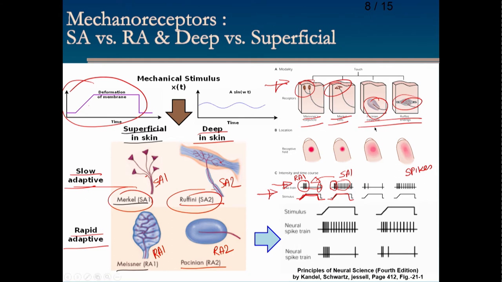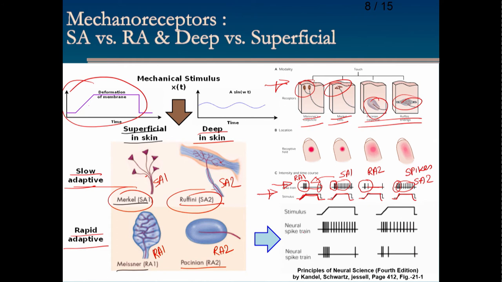Okay. Similarly, if you look at the Pacini, again, whenever there is a change alone, there are spikes. Whenever there is no change, there are no spikes at all. This is called the RA2, and this is called the SA2. The last one is the Ruffini endings. Again, you can see that there is more spiking when there is a change. There is less spiking when there is no change. So this classification of the receptors into slowly adaptive and rapidly adaptive is very important as far as the neuroscience aspect of haptics is concerned.